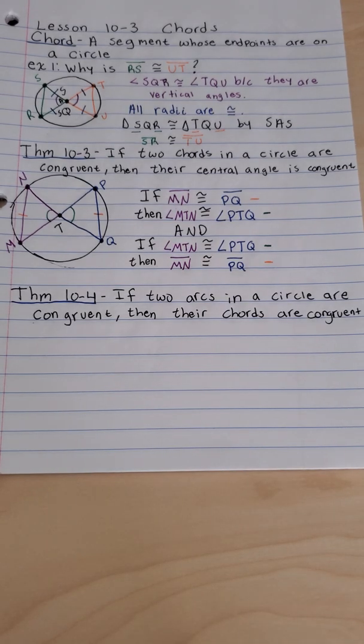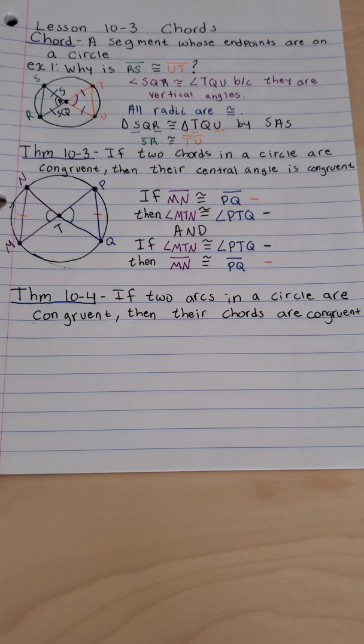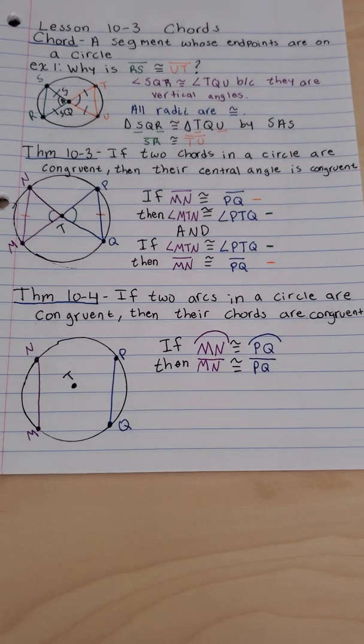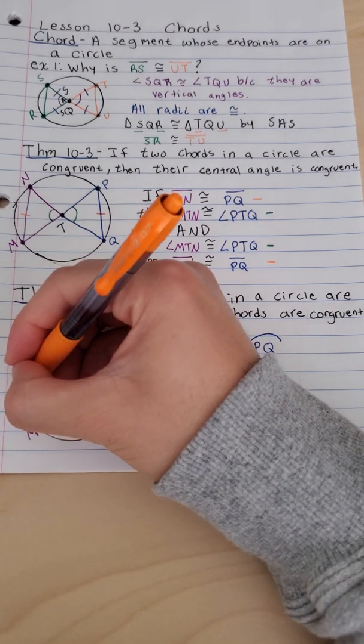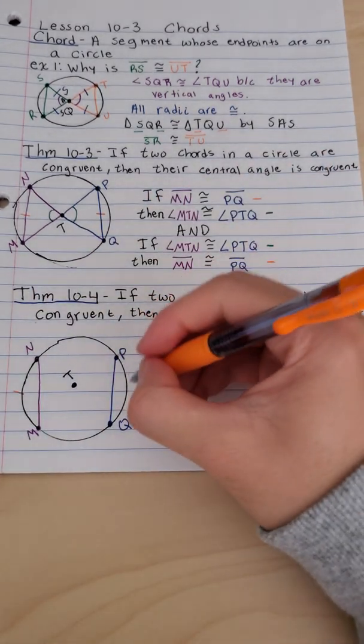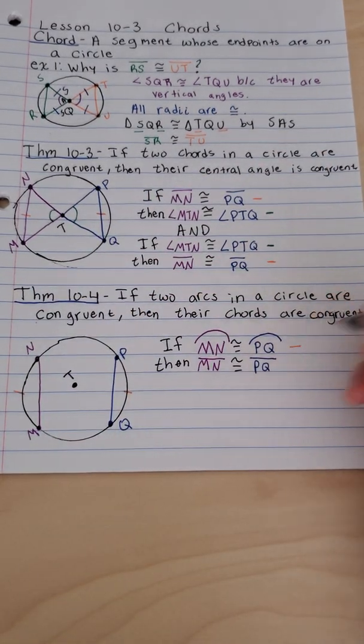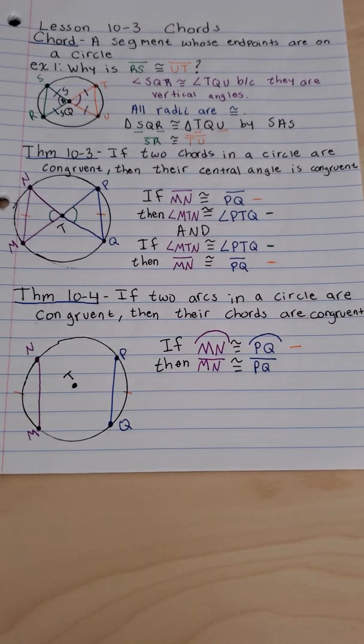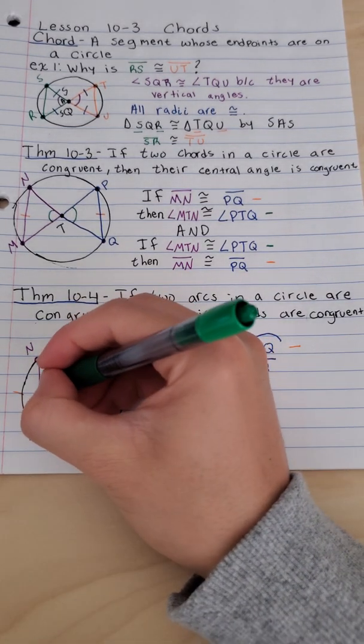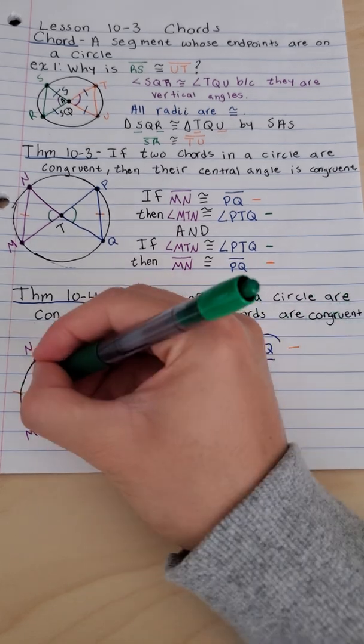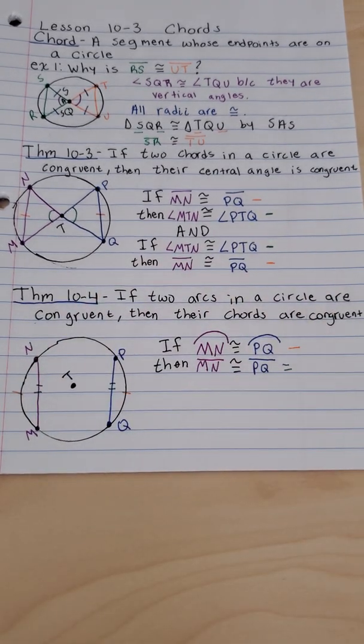The next theorem we're going to talk about is 10.4. If two arcs in a circle are congruent, then their chords are congruent. So this one's saying that if the arc between MN on the left and PQ are congruent, then the chord length is also going to be congruent. And this works with the converse like above as well.